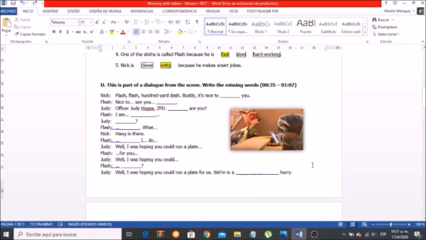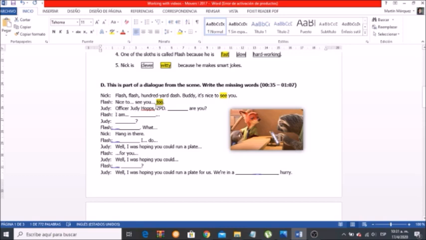Okay, espero que hayan podido completar el diálogo. So, let's check. Flash, Flash, how did you dash? Buddy, it's... Buddy es como decir amigo. It's nice to... Very good, it's nice to see you. And then Flash says, nice to see you too. Es lindo verte de nuevo. It's nice to see you too.